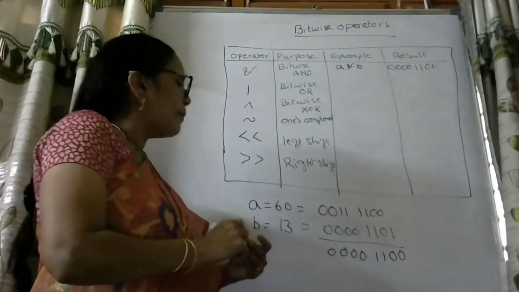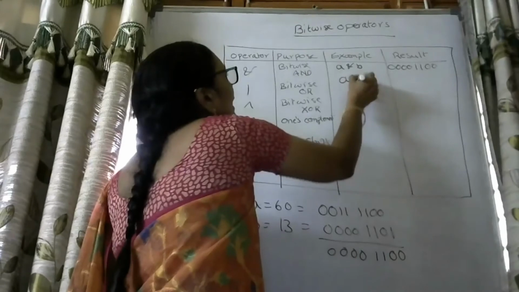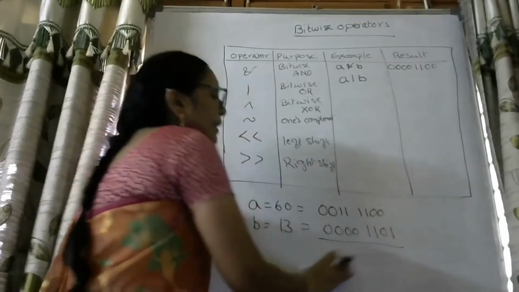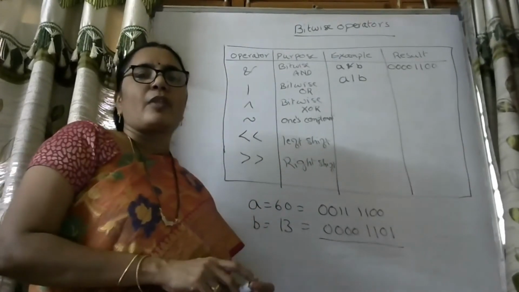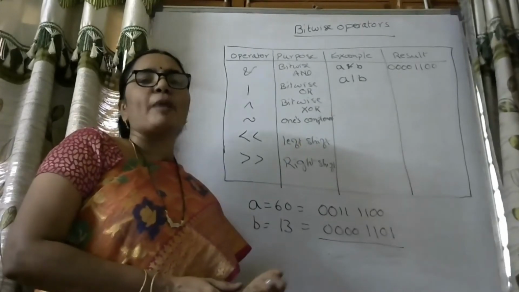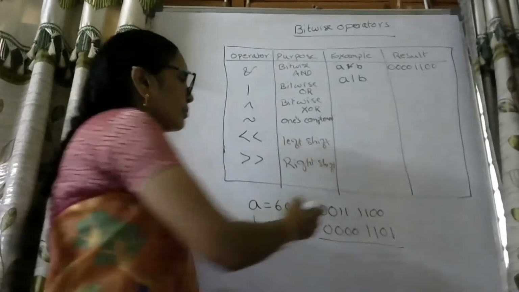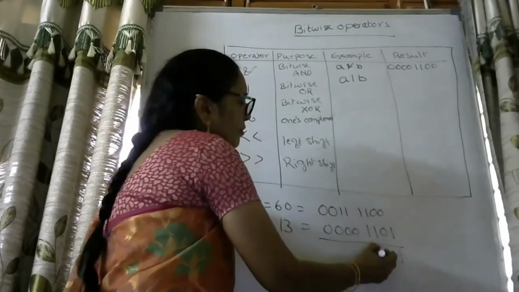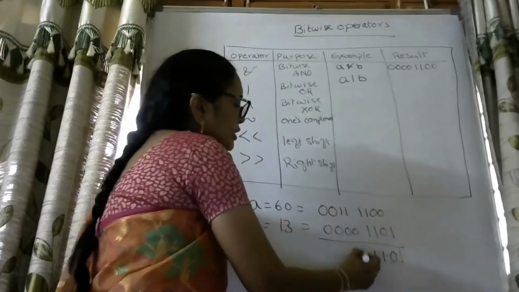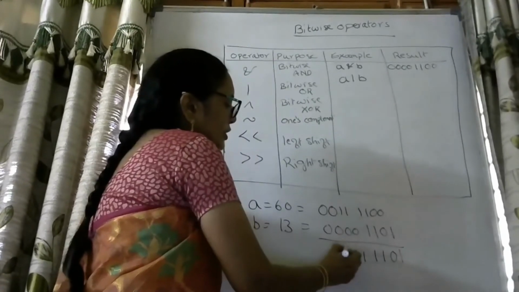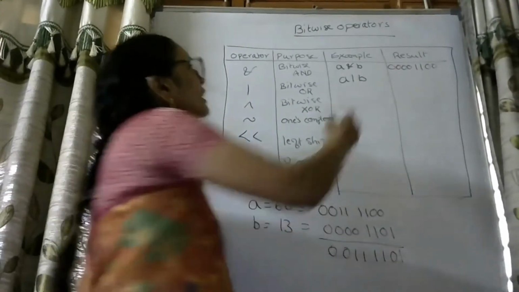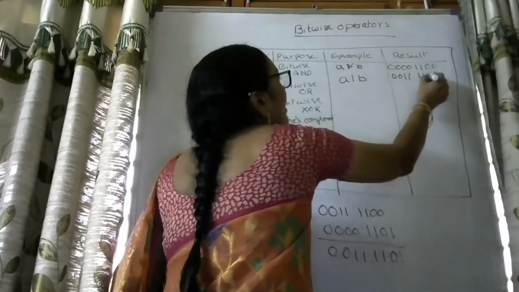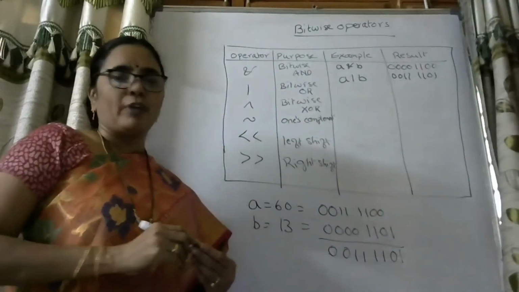Next, the same explanation holds good. A or B. So, our operator gives a 1 result when any of its operands is 1, otherwise it gives a 0. So, 0 or 1 is 1, 0 or 0 is 0, 1 or 1 is 1, 1 or 0 is 1, 0 or 0 is 0. I will copy the result here. 0, 0, 1, 1, 1, 1, 0, 1, 1, 1, 0, 1.